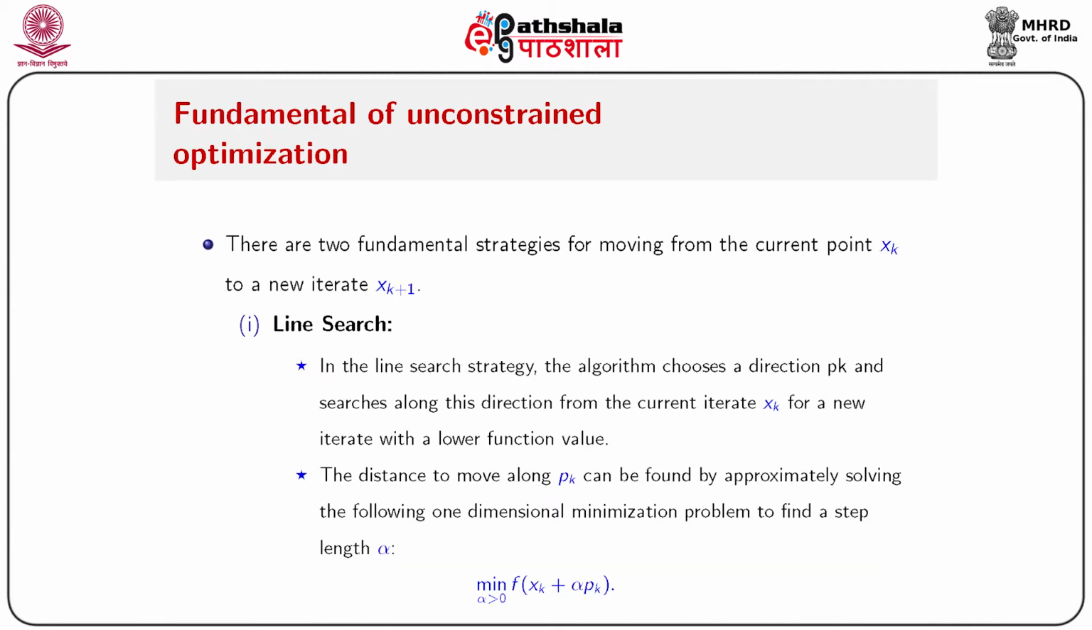There are two fundamental strategies for moving from the current point xk to a new iterate xk plus 1. The first one is the line search. In the line search strategy, the algorithm chooses a direction pk and then searches along this direction from the current iterate xk for a new iterate with a lower function value. The distance to move along pk can be found by approximately solving the following one-dimensional minimization problem to find a step length alpha: the minimum of f(xk plus alpha pk) where alpha is greater than 0.